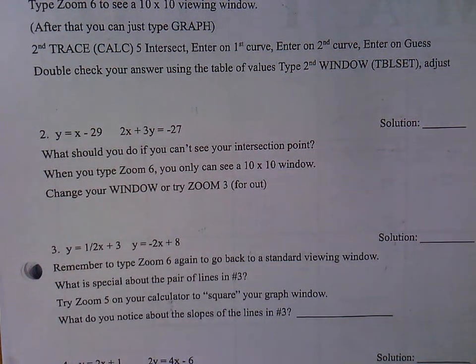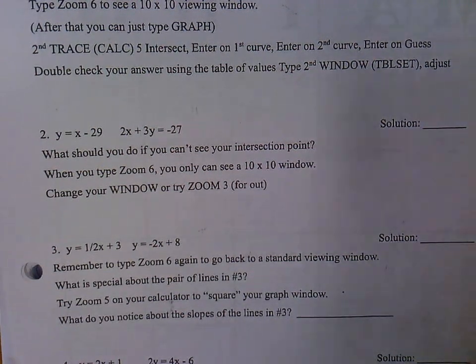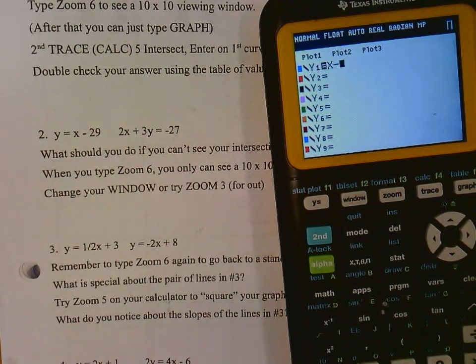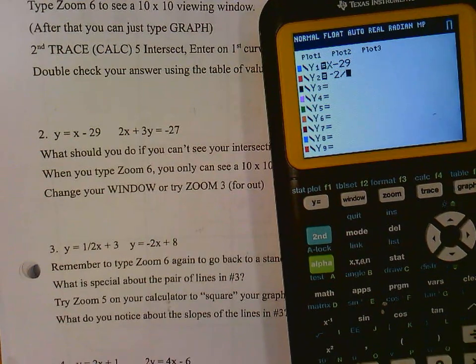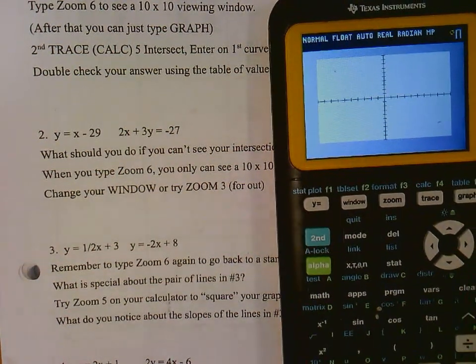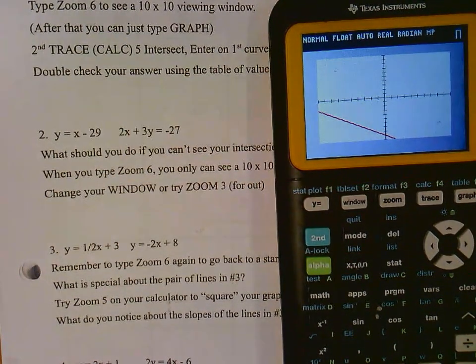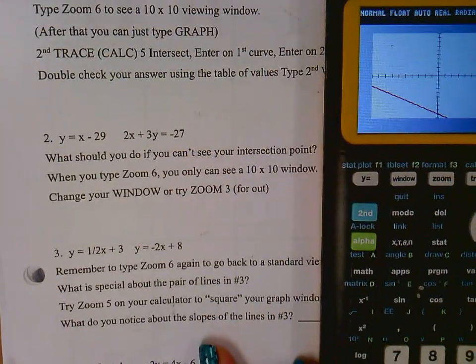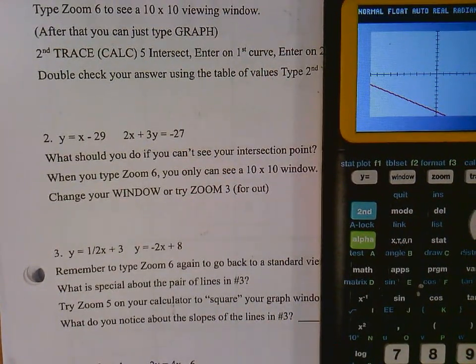This time, you are not going to be able to see your intersection point. So I'm going to put x minus 29 and negative 2/3 x minus 9. And nothing of the intersection point is going to show up on my graph. I just get one red line kind of passing through. And you can think about, what's the y-intercept of this first line? Negative 29. So I can't even see the y-intercept. I need to be able to zoom out to see what's going on.